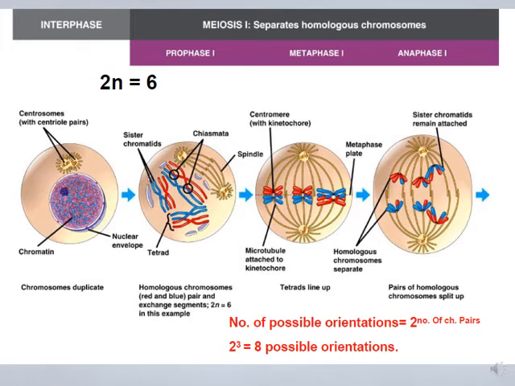Meiosis I separates homologous chromosomes. Meiosis I: prophase I, metaphase I, anaphase I. These are the tetrads that I told you about. Okay, these are the tetrads.